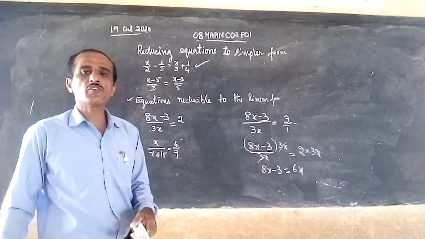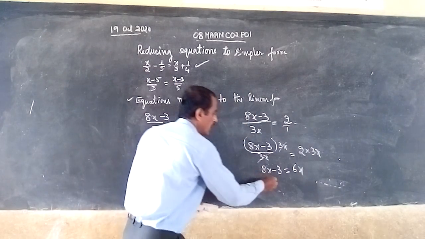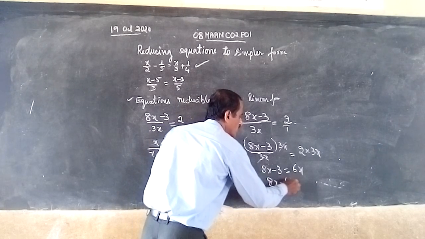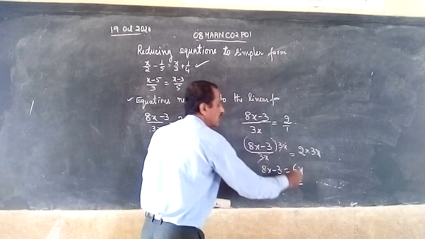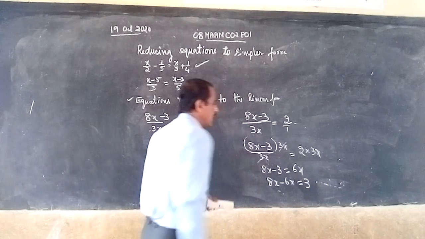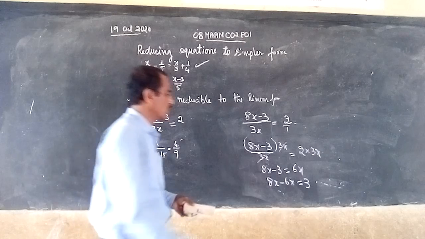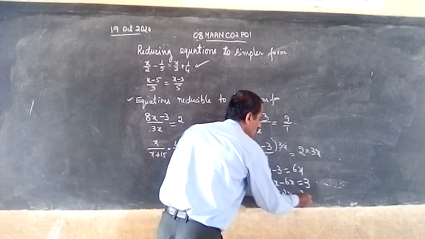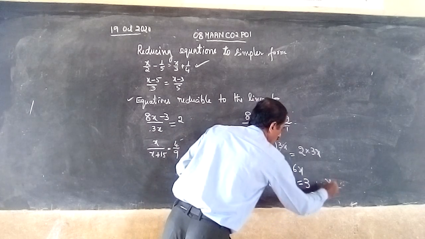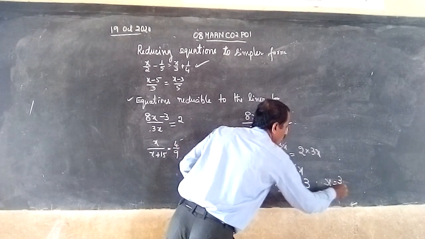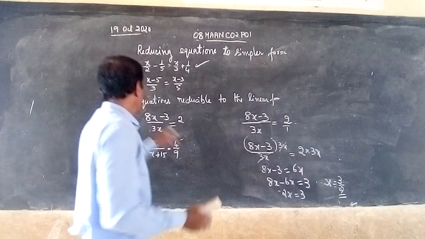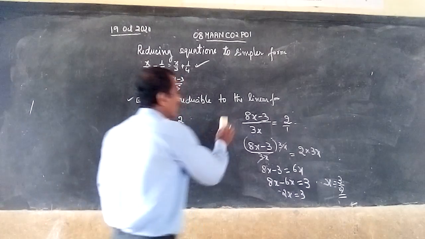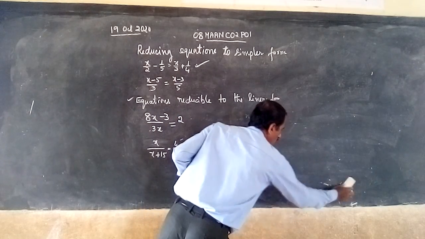8x minus 3 is equal to 6x. Therefore, carry this 6x to the left hand side, it becomes minus 6x. Carry this minus 3 to the right hand side, it becomes plus 3. 8x minus 6x is 2x, equal to 3. Therefore, x is equal to 3 by 2. So like this we will simplify. Let us see one more problem.